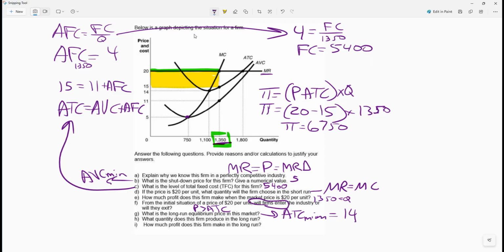And then what does the firm produce in the long run? So the price is going to be 14. What's the quantity there? 1,100 would be the quantity. And then how much profit does it make in the long run? No profit. So you can kind of remember that. But if you plug it back into our formula, it would be 14 as the price minus 14, times, it doesn't matter what the quantity is, 1,100. And so profit will be 0. So no economic profit in the long run.